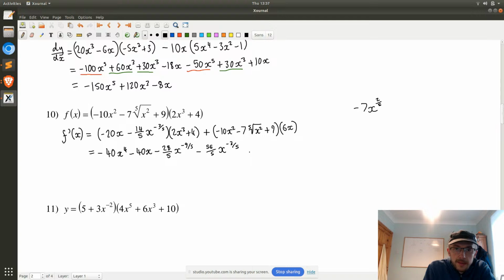The second one, please. Minus 60x cubed. Minus 42. Now that's x to the 2/5. And if I add on 1, that would mean that it's to the 7/5. So it'd look like that. And finally comes this one.